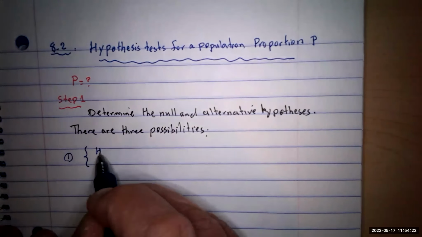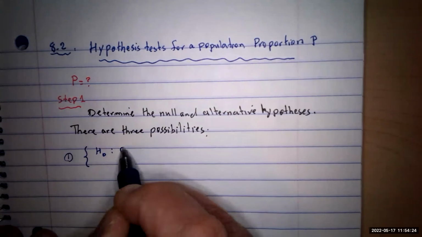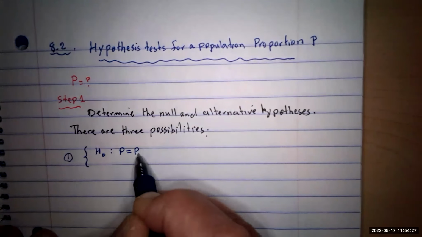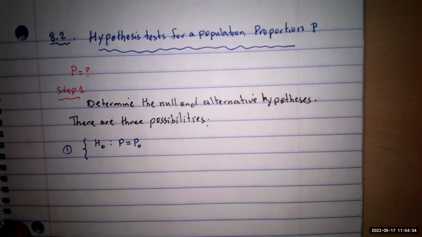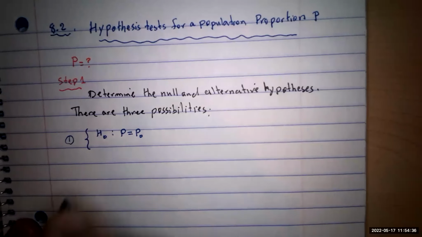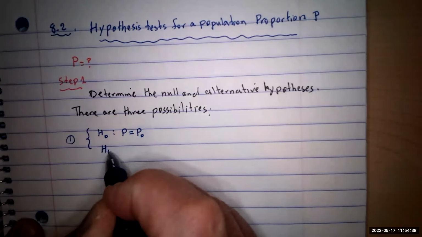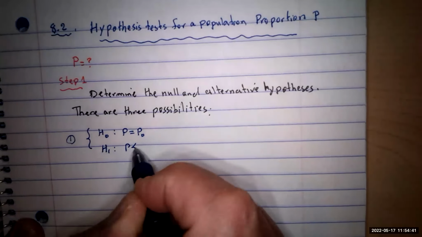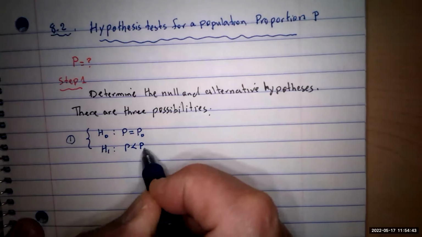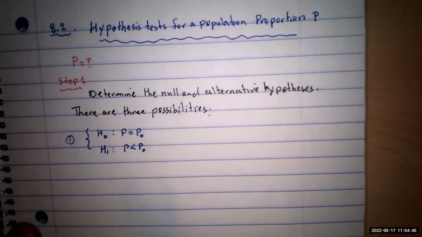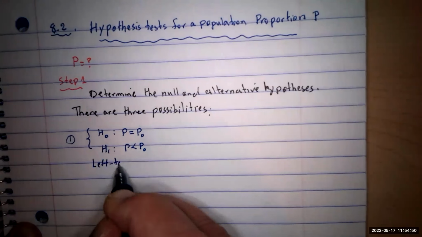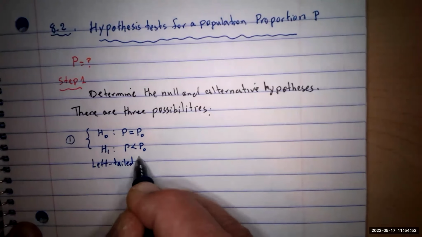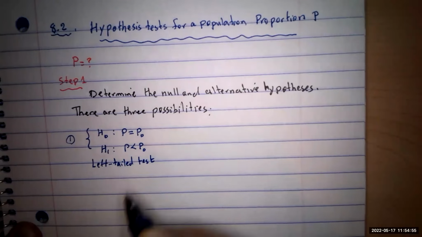The first one is when you set it up, your H naught is going to be, this time, that the proportion is equal to the fixed number that you're given. We're just using the same method that we use for the mean. We always go with the equation. So the alternative H1 is that the proportion is less than P0. This is called the left tail, and you are going to have a left tail test. That's case one.